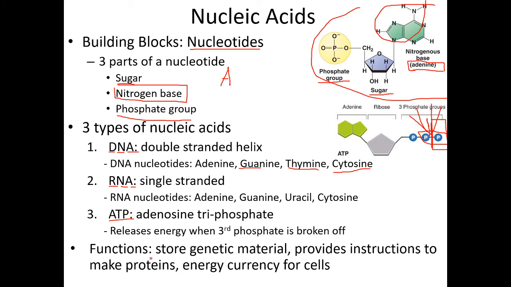Our functions for nucleic acids, they're important for storing our genetic material. DNA is important. It provides instructions for what the cells are going to do, okay? So nucleic acids are really important. You don't eat nucleic acids. Well, you do, but your body can't take the DNA from a banana and turn it into usable DNA for you. Your nucleic acids come from your parents, typically, right?